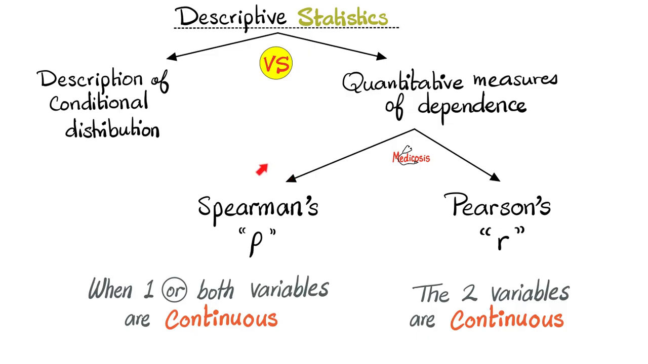There are some differences between Spearman's rho and Pearson's R. One of them is that Spearman's has to have one or both variables as continuous variables. But in Pearson's, the two variables should be continuous. But what the hell is a continuous variable? I am glad you asked.